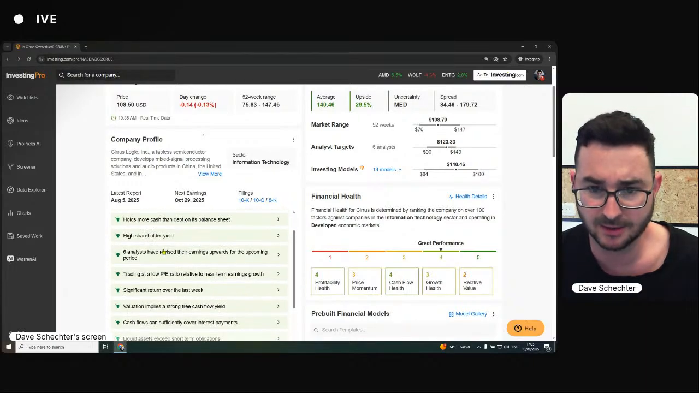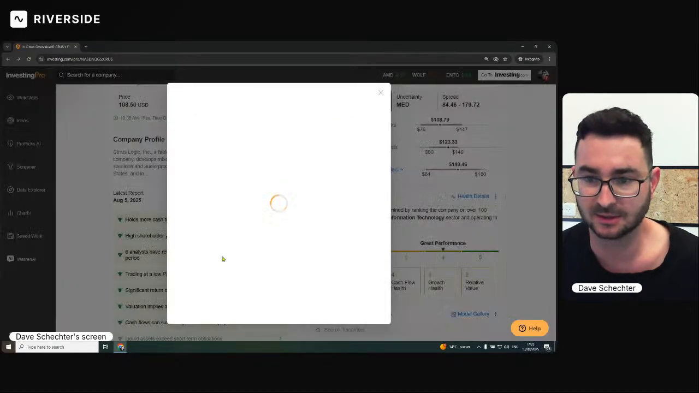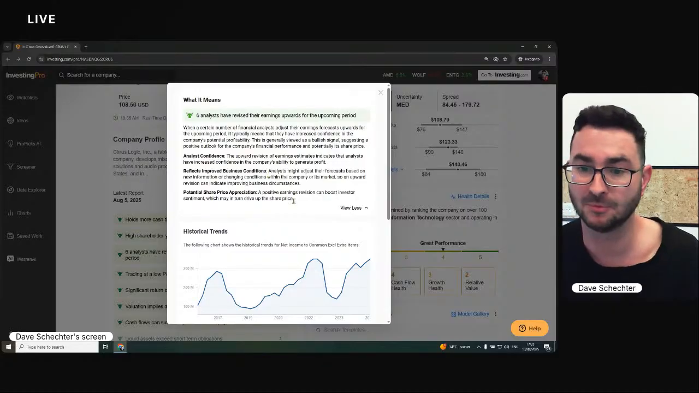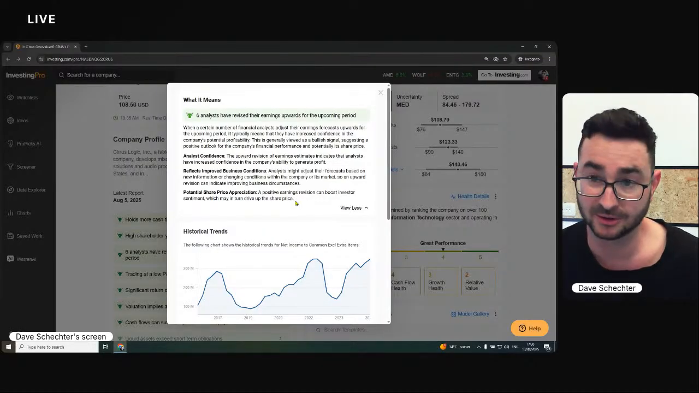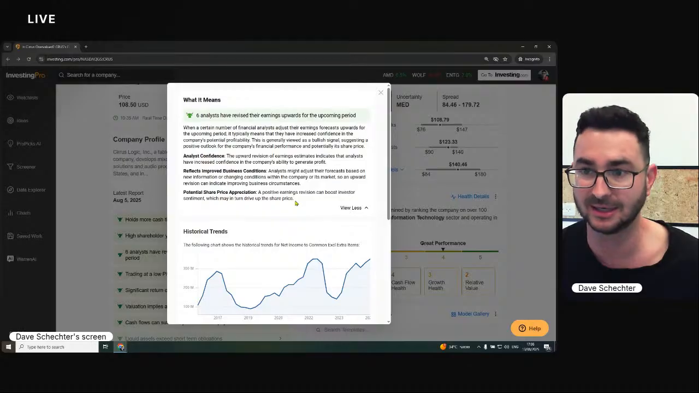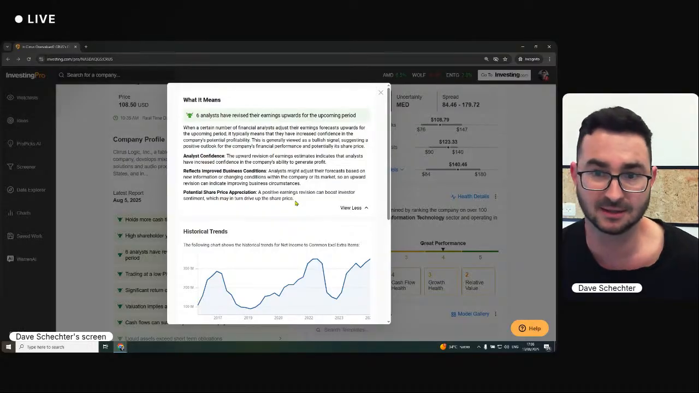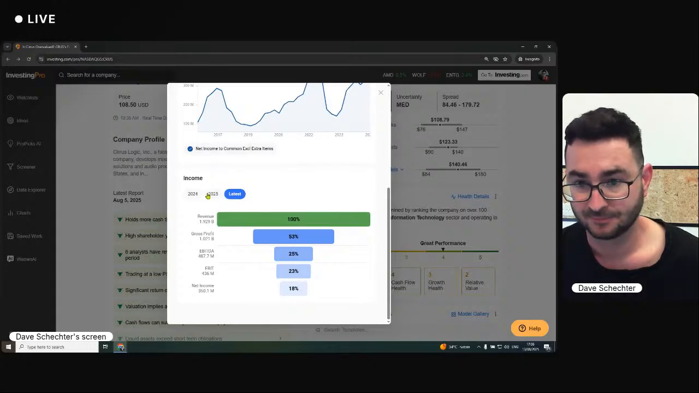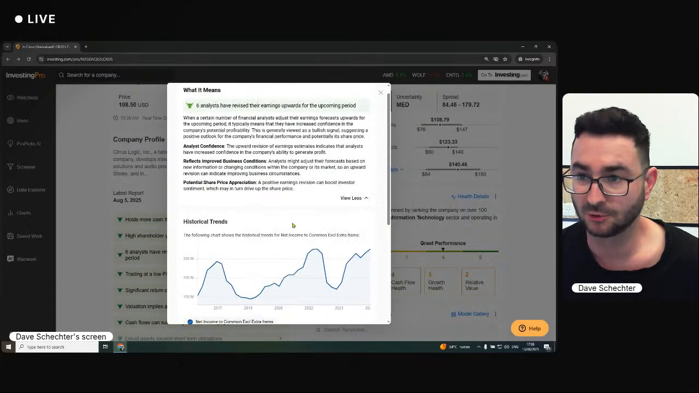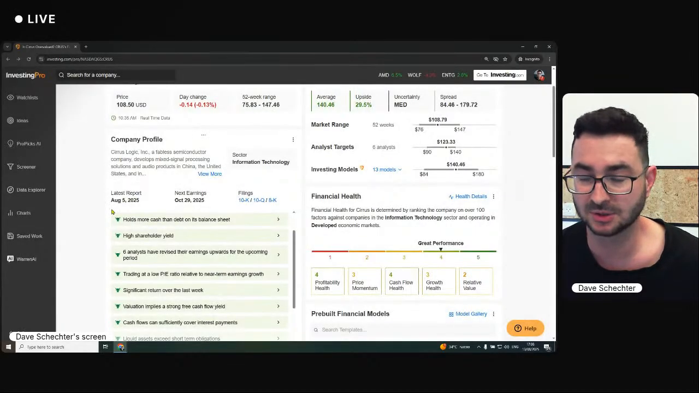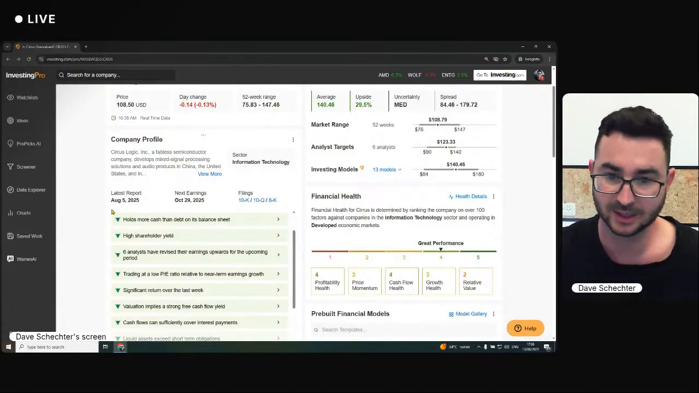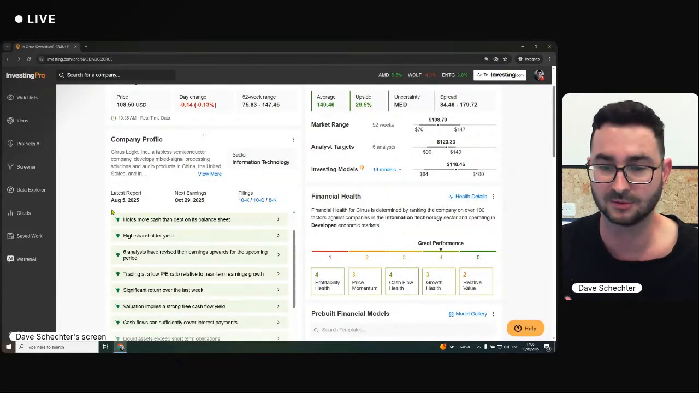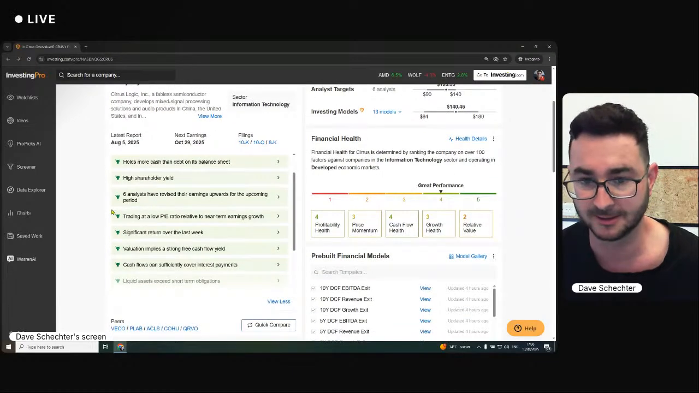Let's take a look at another one. 6 analysts have revised their earnings upwards in the coming period. I know why that's a good thing, but in case you didn't know, normally when analysts revise their earnings upwards, it's usually a good indicator of increased confidence in the company's potential of profitability. Here are the historical trends. Here's some more related data. So again, ProTips, just a really excellent way to quickly ascertain whether or not this stock idea that you have is something that is worth doing more due diligence on.